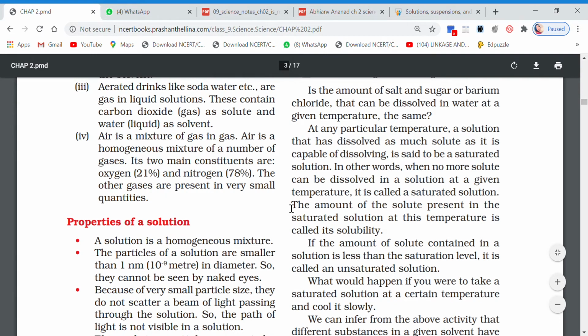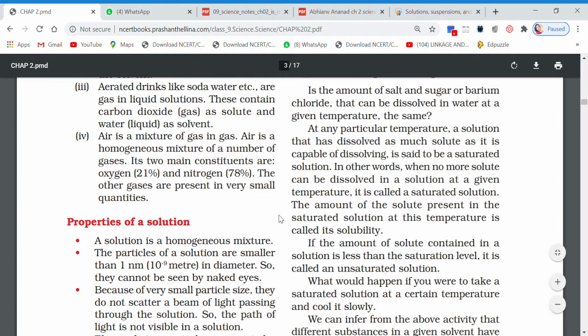Now your next question is define solubility. Define solubility. So what is the answer? Answer will start from here. The amount of solute present in the saturated solution at this temperature is called solubility. Now what do you mean by this?